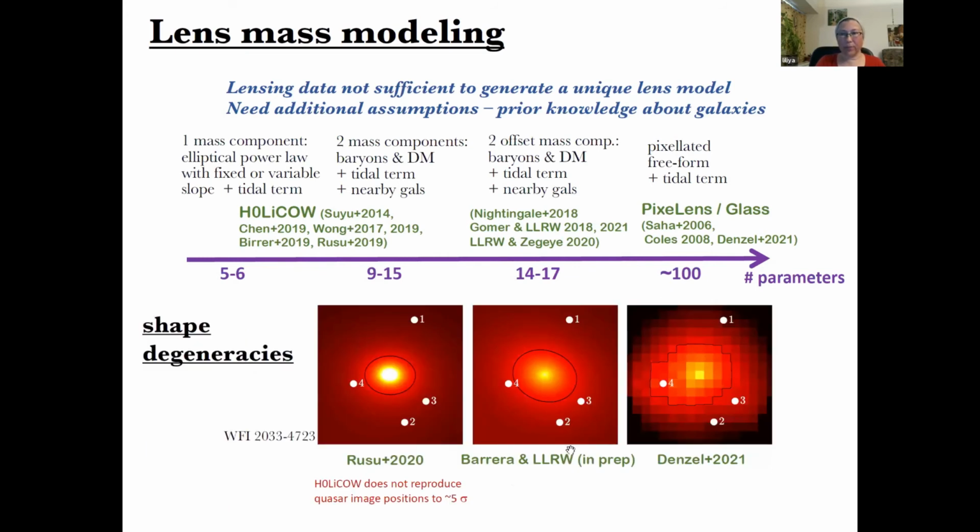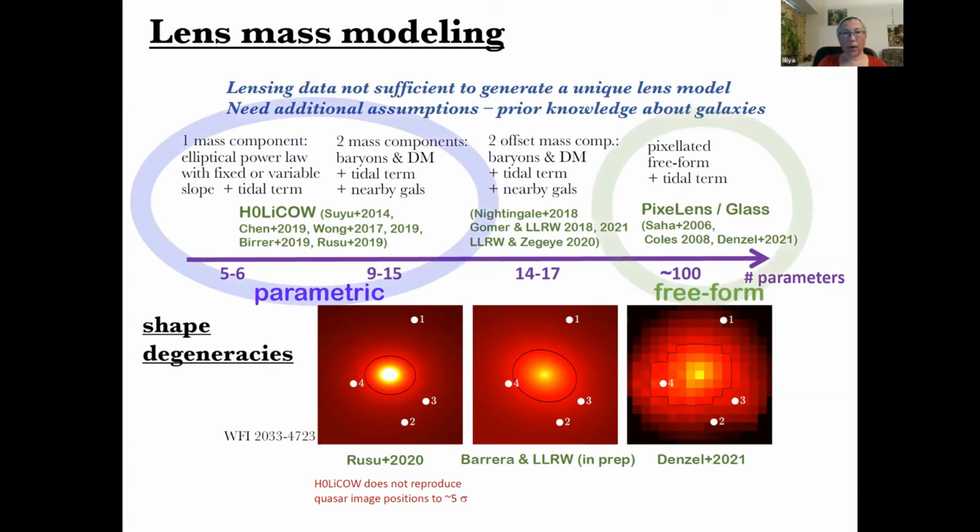So let me give you an example of what the mass distribution looks like for one particular lens. This is from Holy Cow. This is a one mass component model. This is from this set, which actually they did not derive H naught. And this is a free-form distribution. Mass distributions look quite different. And in the next slide, I'll show you what they mean for H naught. So I'm going to present results for the parametric models and the free-form models.